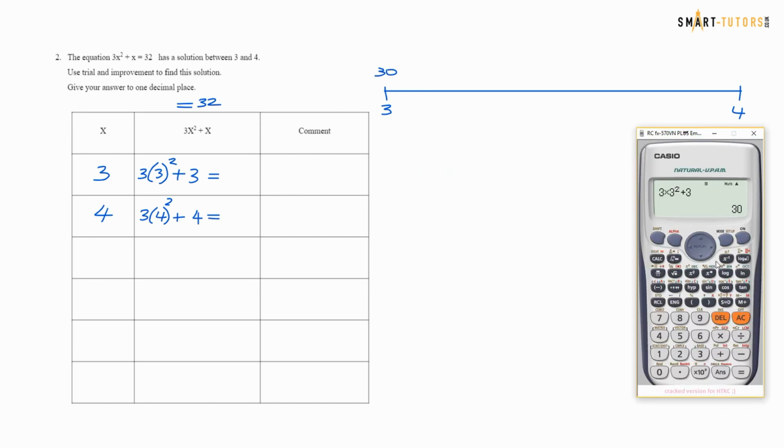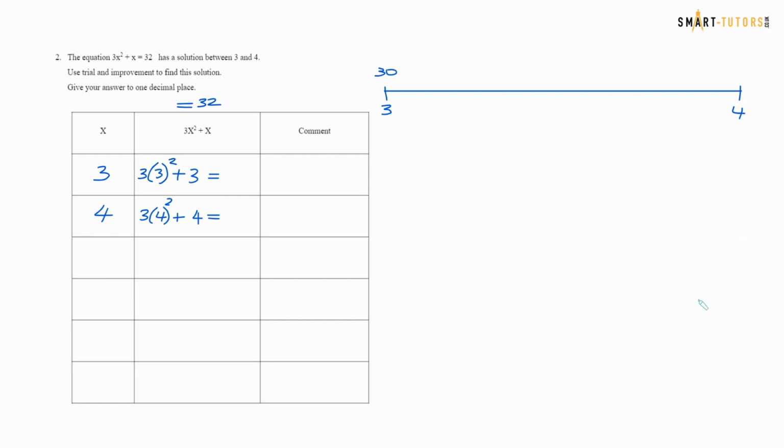So let's do it again. So 3 times 4 squared plus 4 equals 52. So this is going to be 30 and this is going to be 52. Right, so 30 is small and 52 is going to be too big. So the answer, 32, definitely has to be between this and this.